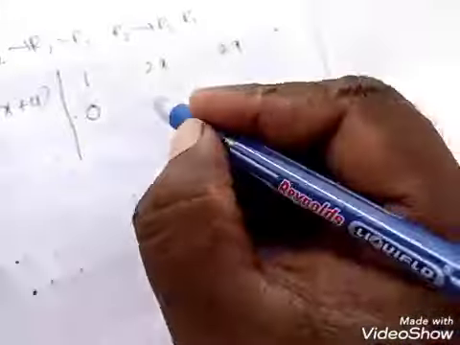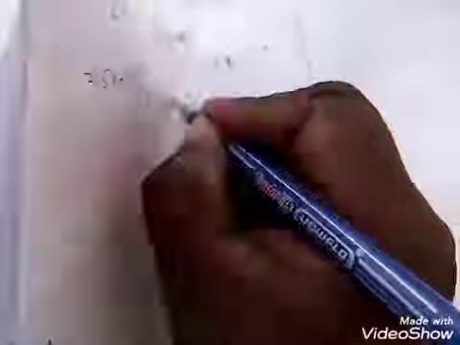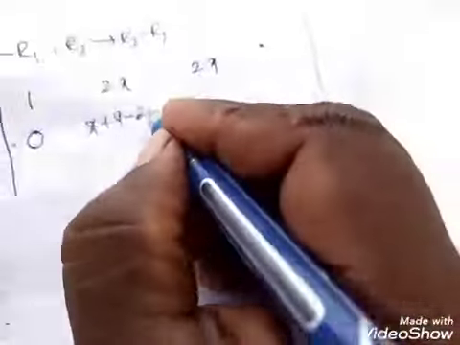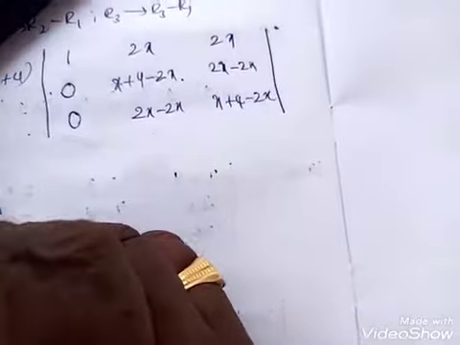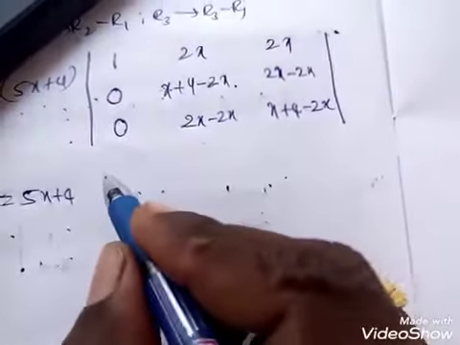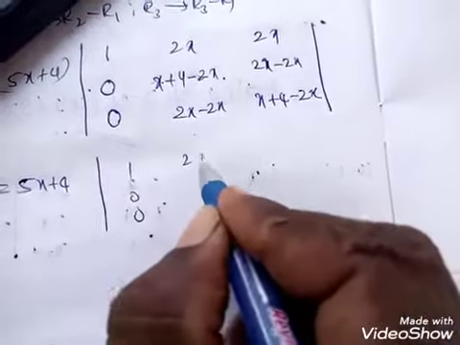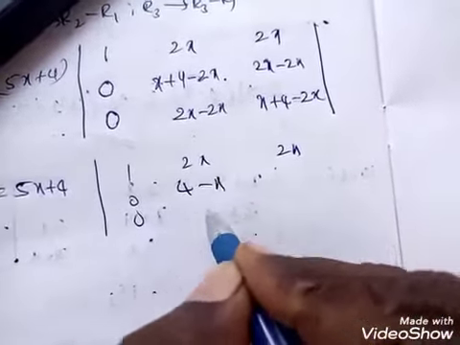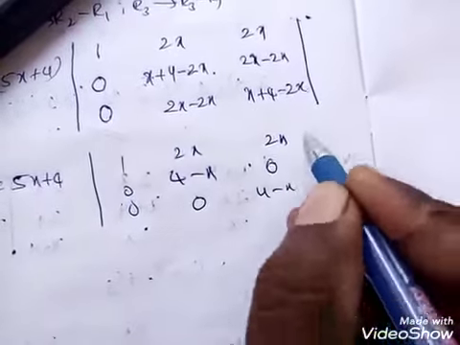Next one is x plus 4 minus 2x, and this is 2x minus 2x. This is 1 minus 1, 0, and this is 2x minus 2x, and this is x plus 4 minus 2x. Now what you are going to get is 5x plus 4 into 1, 0, 0, 2x, 4 minus x, 0, 0, 2x, 4 minus x. Again it becomes a triangular matrix.